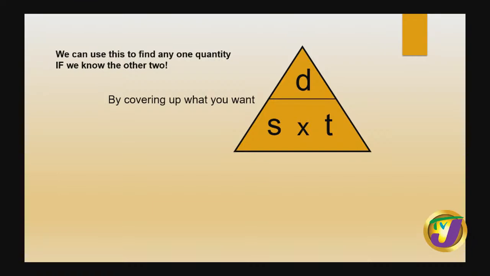So let's look at how we can use a triangle so we don't have to remember all three. We want to find speed, so we would cover speed, and what we're left with would be distance divided by time. We can use this line here as our dividing line, our fraction bar. So it would be distance divided by time to give us speed. Now, if we wanted to find distance, we would cover the D, and what we're left with is speed multiplied by time. If we want to find time, we would cover time, and then we'll see that time would be equal to distance divided by speed.